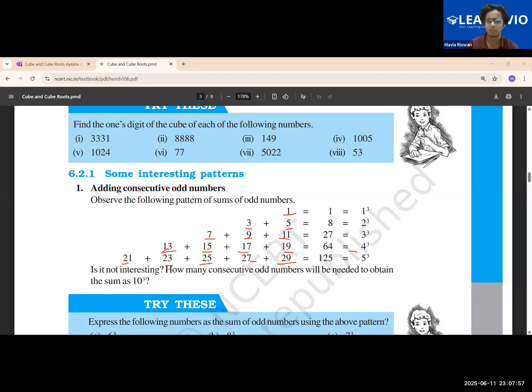No, that is different. But here see, any pattern can be given in the exam. You just have to identify it. Okay. Understood.